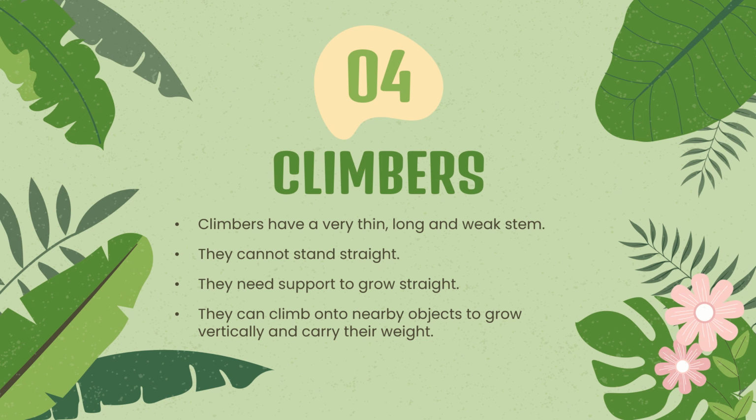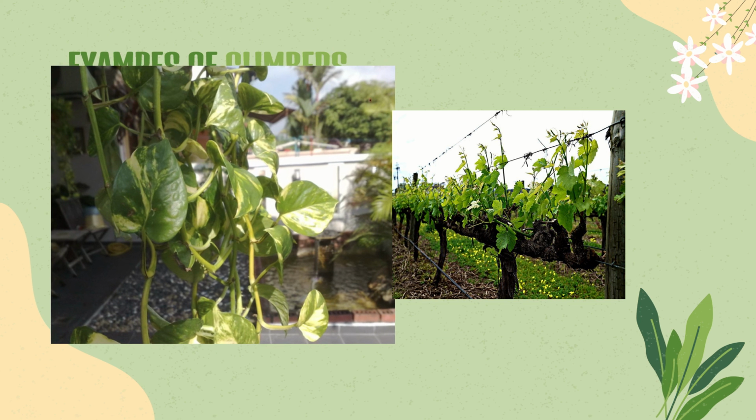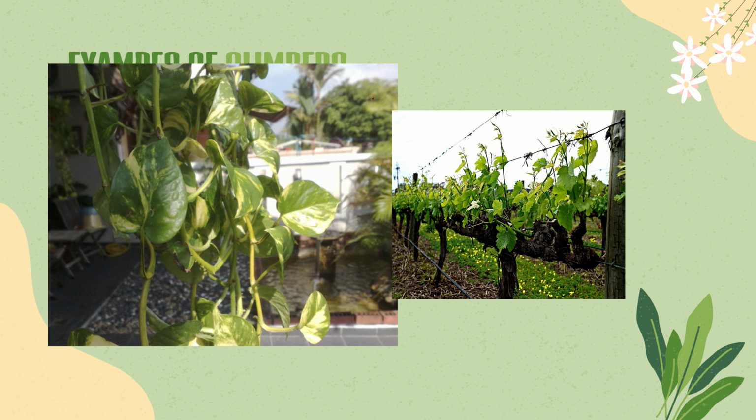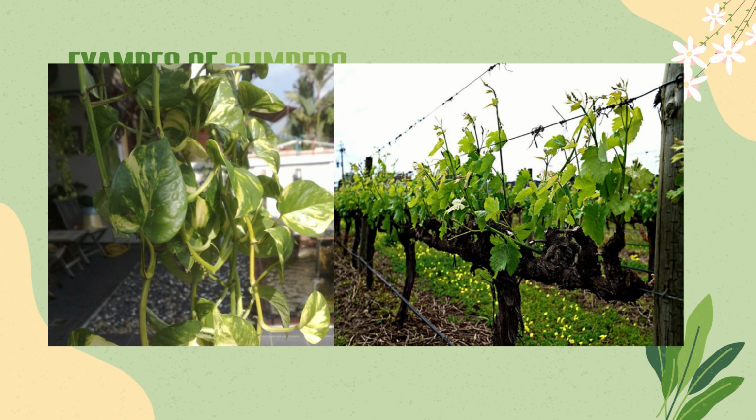So what are examples of climbers? Money plant. See how it looks like. It has a very weak and long stem, but it needs support to stand straight. So here wall is the support for it, right? Next is grapevine. So here grapevine is also a climber. Here they have used fence as a supporting system. So any plant which climbs on any other object for its growth is called a climber, right?